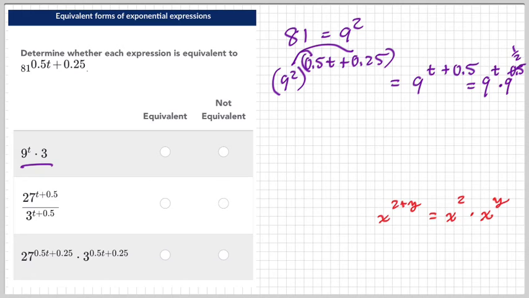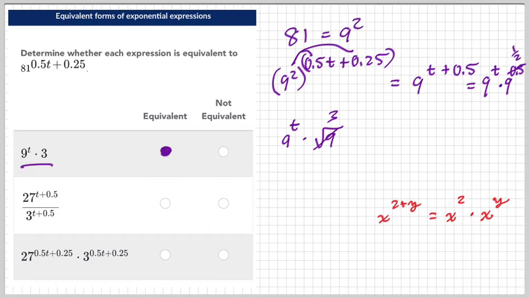Maybe that's nicer. Do you guys know what 9 to the 1/2 power is? No, it's not 3. Let's see. The 1/2 power is the same as the square root, right? What's the square root of 9? 3. So this one's equivalent. Wait a minute.